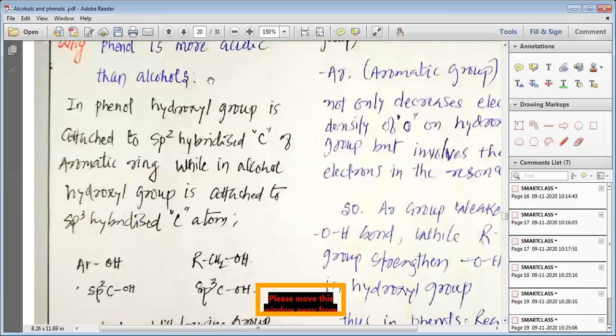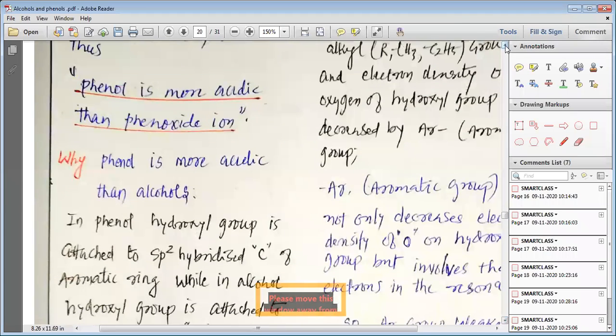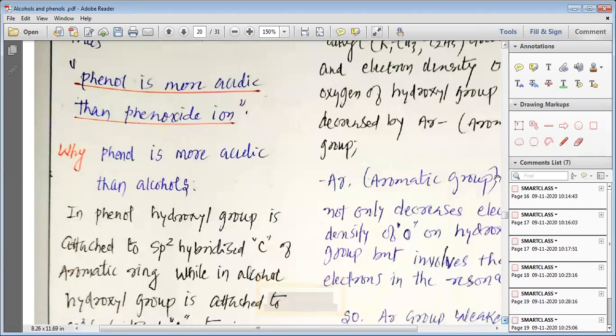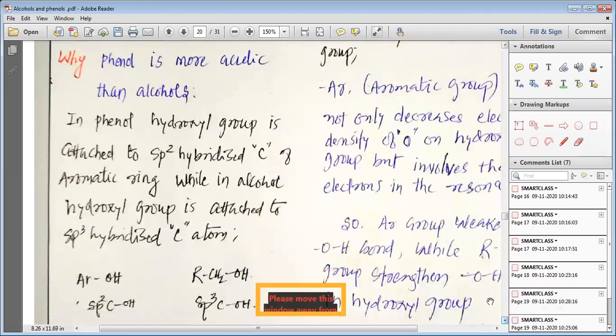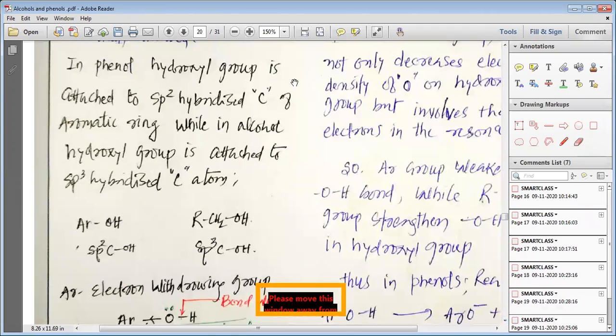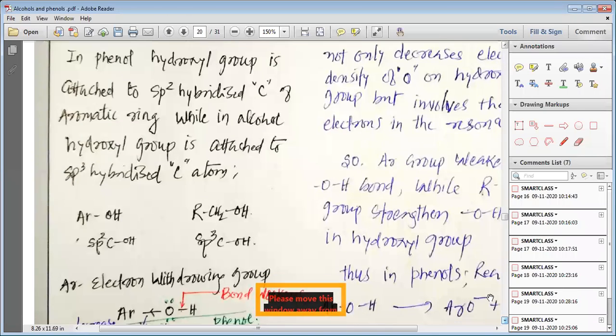Why is phenol more acidic than alcohols? Let us try to understand. So we have seen that phenol is more acidic than the phenoxide ion. So phenol is acidic in nature, but phenol is more acidic than alcohol. Let us try to understand why. In phenol, the hydroxyl group is attached to the sp2 hybridized carbon of the aromatic ring, while in alcohol, the hydroxyl group is attached to the sp3 hybridized carbon atom.